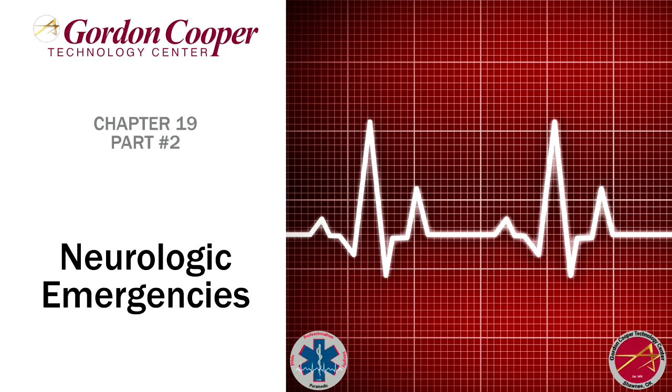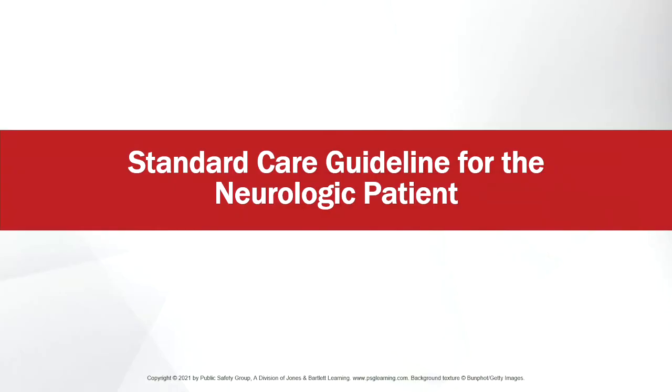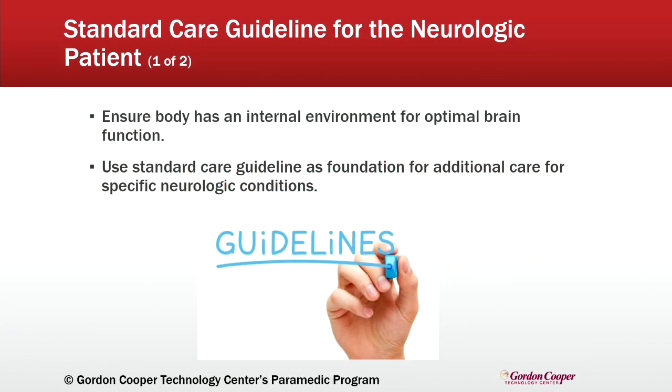Well, here we are back for part 2 of Chapter 19's Neurologic Emergencies. We're going to pick up right where we left off. We're going to first talk about some standard care guidelines for the neurologic patient.